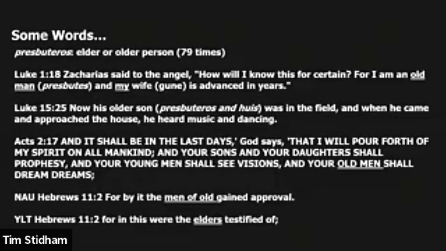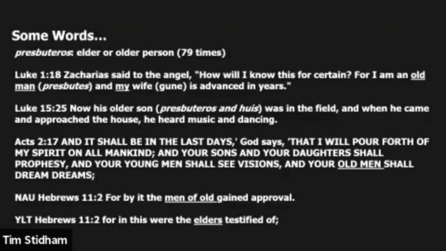Also, I was looking up today, Luke 15:25, the story of the lost coin, the lost sheep, and then the lost son. Well, it's the older son, the presbyteros huios. So when referring to the eldest son, you see the same word, the elder son was in the field and came in when the younger son was there. So it's used for the word older.